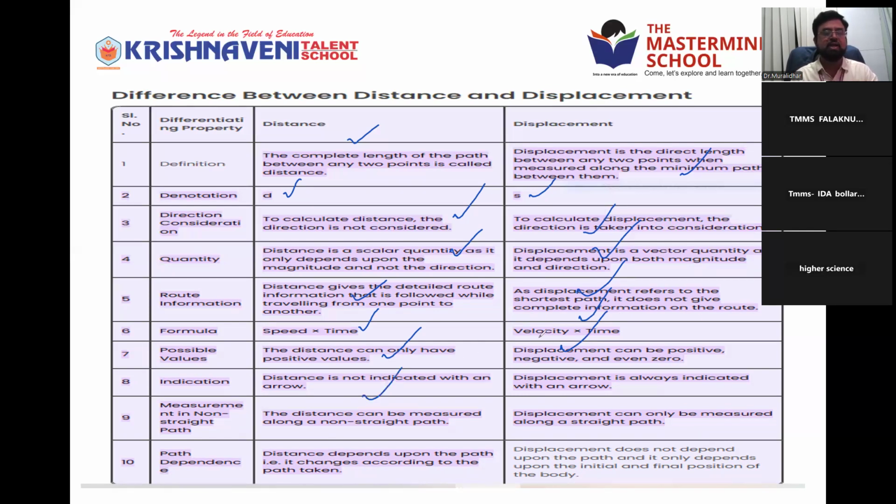Distance is not indicated with an arrow because there is no direction. Displacement is always indicated by an arrow. The distance can be measured along a non-straight path. Displacement can be measured along the straight path.